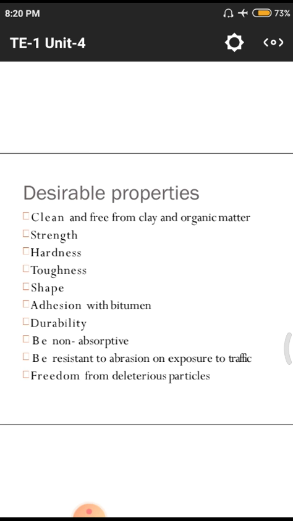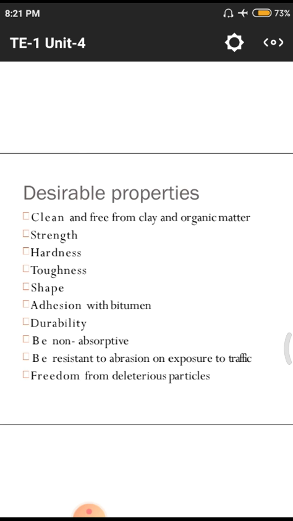Next one, be resistant to abrasion and exposure of traffic. If there is a high quantity of traffic moving on the roads, automatically there may be some decrement with respect to erosion, so the material will have to resist against erosion, and will have to possess good abrasion resistance against the exposure of the traffic.